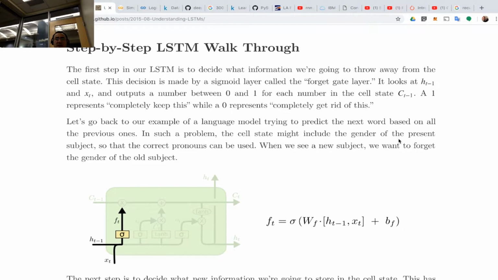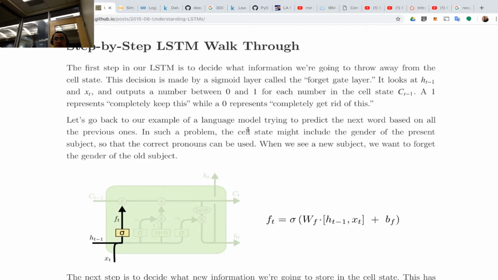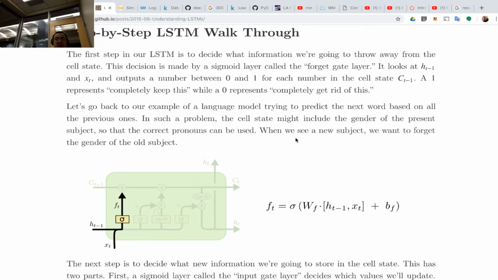Let's go back to our example of a language model trying to predict the next word based on all the previous ones. In such a problem, the cell state might include the gender of the present subject so that the correct pronouns can be used. When we see a new subject, we want to forget the gender of the old subject.